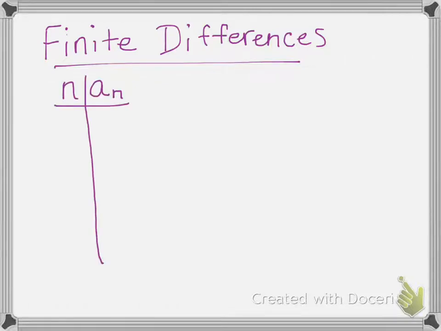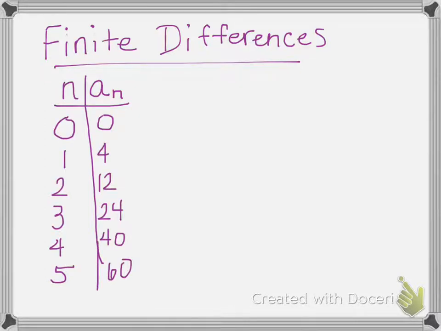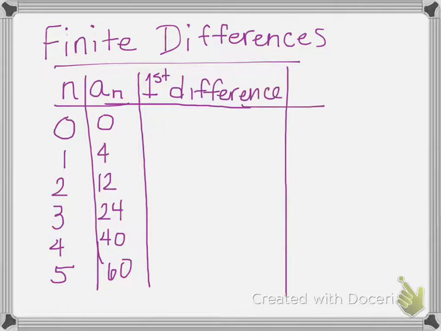So, let's just take a sequence, our familiar sequence. This is the sequence of the number of toothpicks in an n by n square. This is the activity we did in class on Friday. So 0, 4, 12, 24, 40, 60. What finite differences means is that I'm going to take the difference between the terms in the sequence. Many of you were already doing this intuitively to try to find the recurrence relation.